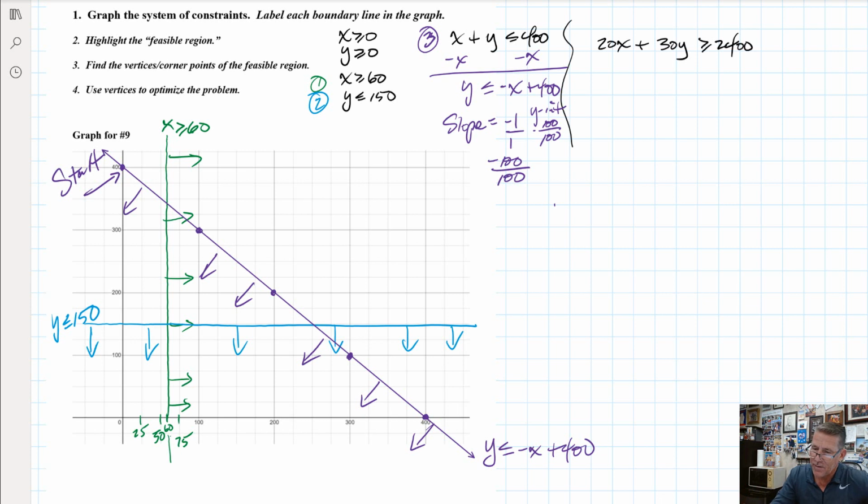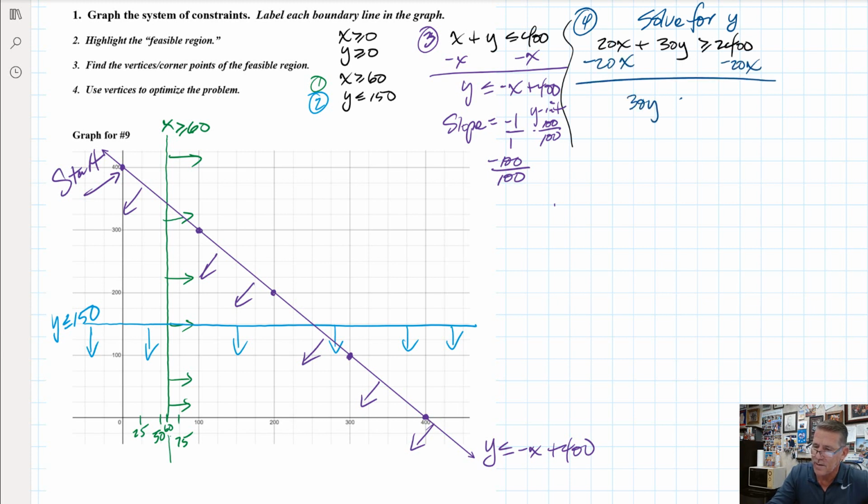All right, and now I have to handle the fourth one here. So let's work on this one. So on this one here, I need to solve for y here. Get it in slope-intercept form, as they say. So let's subtract 20x.